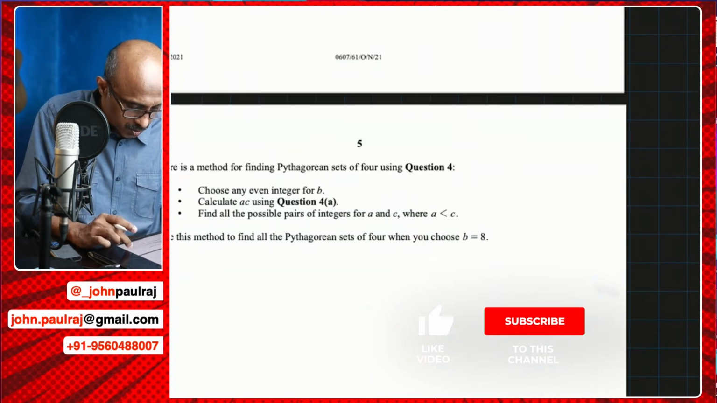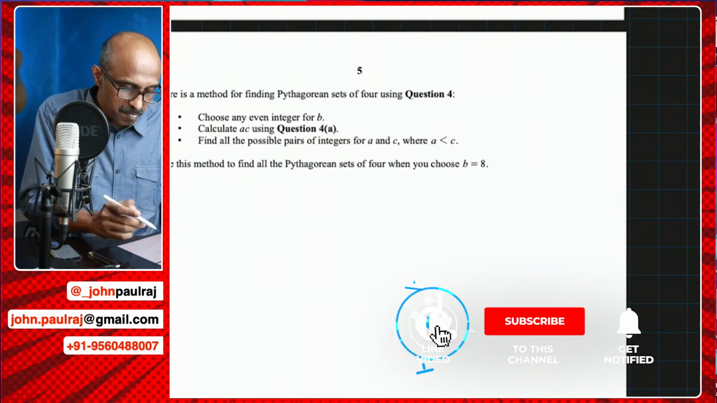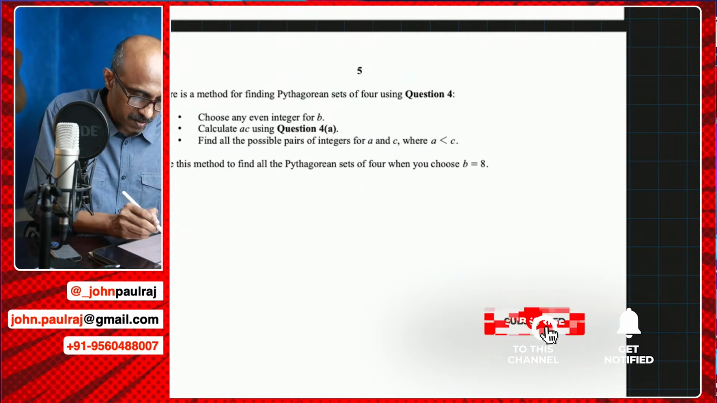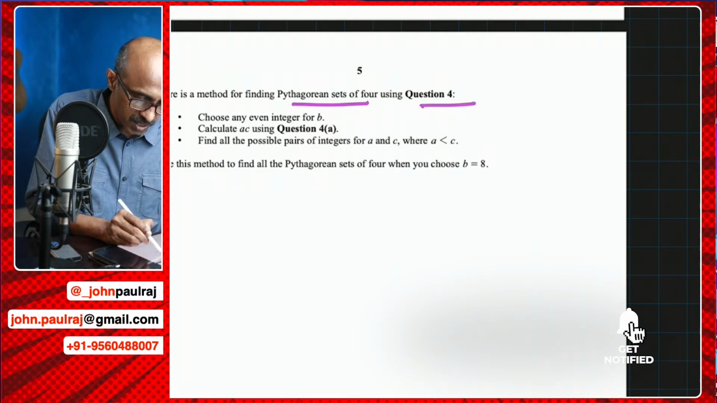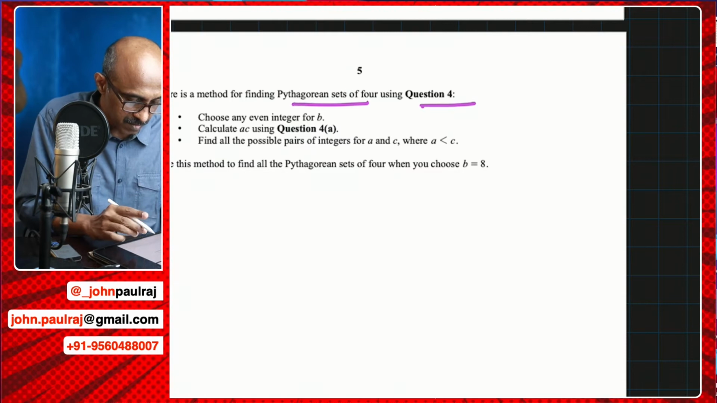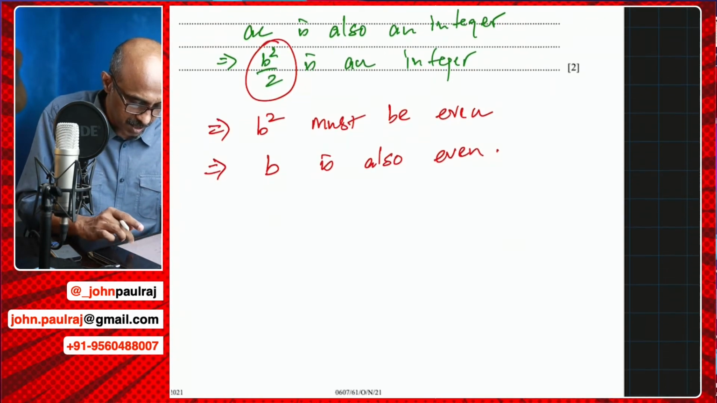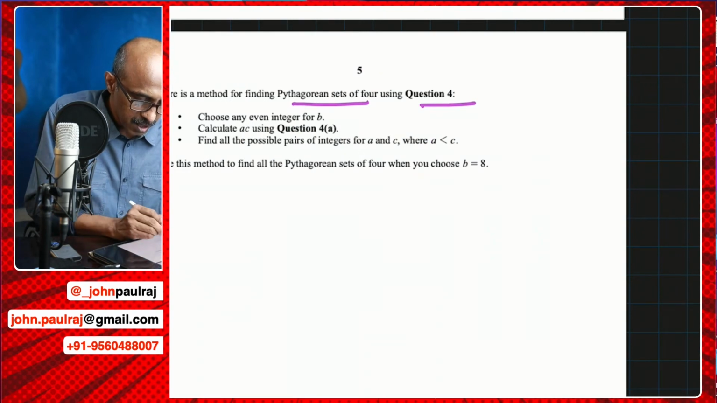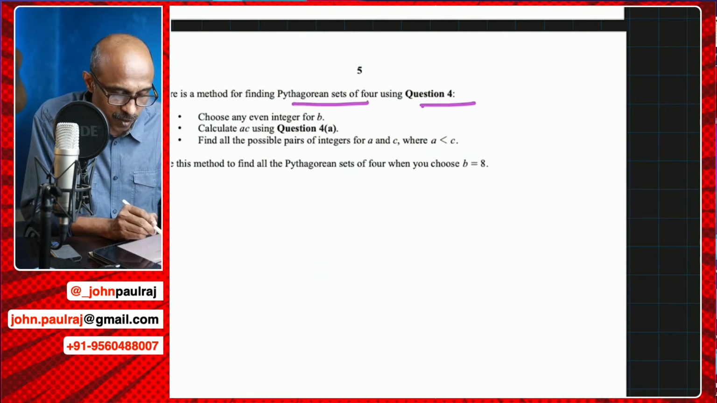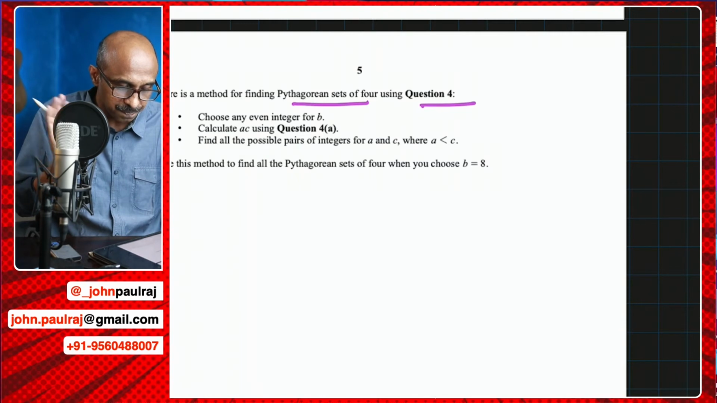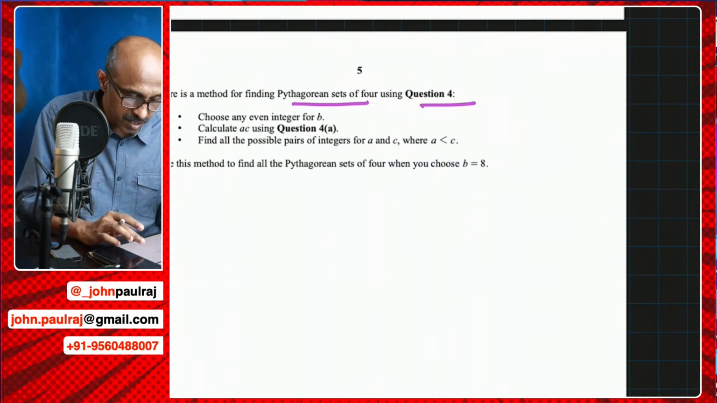Okay, let's move on to question number 5. Here is a method for finding Pythagorean sets of 4 using question 4. Question 4 is what we just did here, and there's a method that's given. Choose any even integer for b. Any even integer. Calculate ac using question 4a.